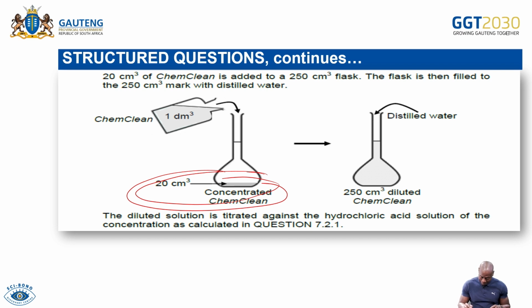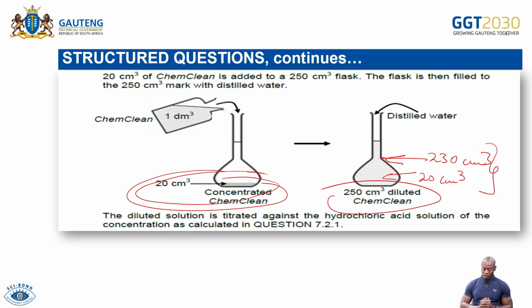But remember, we are having 20 cubic centimeters of ChemClean, and then filled to what? So in other words, the volume of water that was added here is 230 cubic centimeters to make 250 cubic centimeters of dilute ChemClean. Hope you are following. There was 20 of ChemClean, and then they added water and filled the volumetric flask to that 250 mark. If this volumetric flask is 250 cubic centimeters, the volume of water that was added is 230, because 230 plus 20 gives us 250 cubic centimeters of the dilute ChemClean.